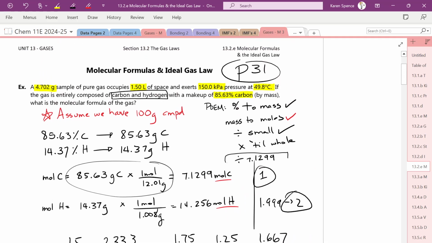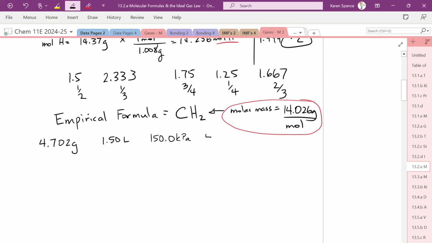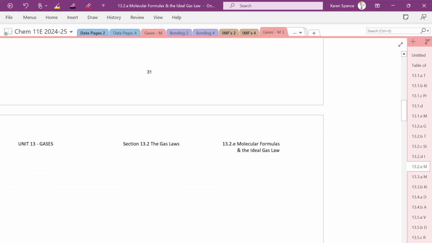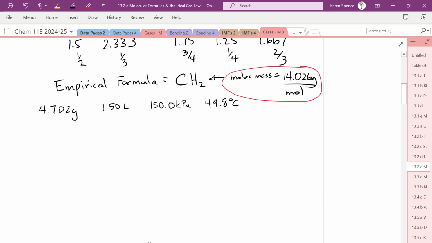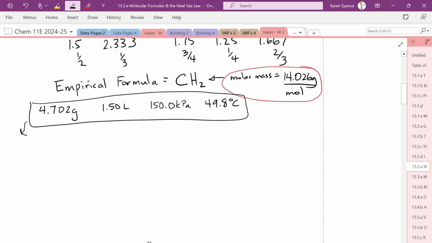And 49.8 degrees Celsius. And I think I actually left a second page because this question takes up so much room. So we do have another blank page after this, so we won't run out of space. All right. So these are the things we have to find: the molar mass of the molecular formula.